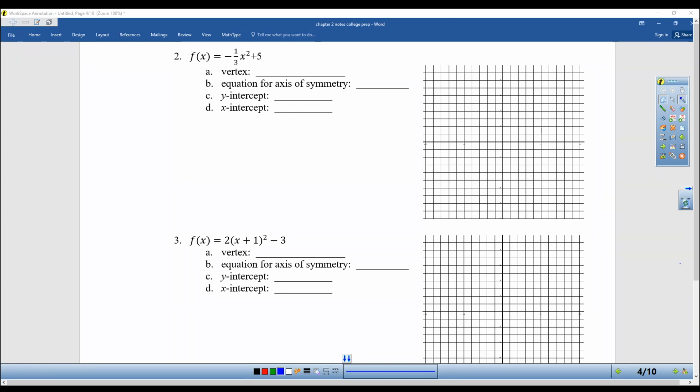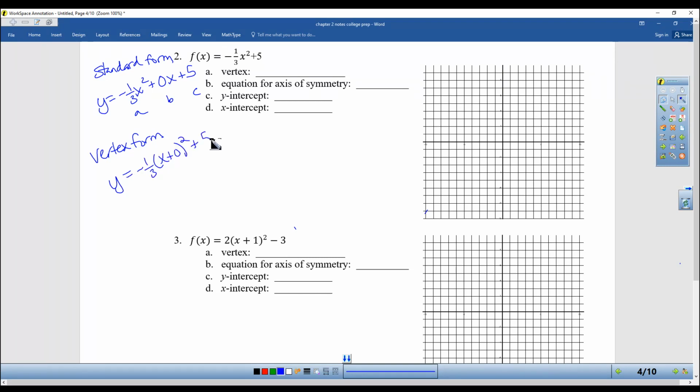All right, so this is a funny one because some people look at this and think it's in standard form and some people think it's in vertex form. In standard form, not what your book calls it, but it makes most sense, you could think of this as y is equal to -1/3 x² + 0x + 5. And then you have your a, your b, and your c. If you think of this in vertex form, then this would be y is equal to -1/3 (x + 0)² + 5.